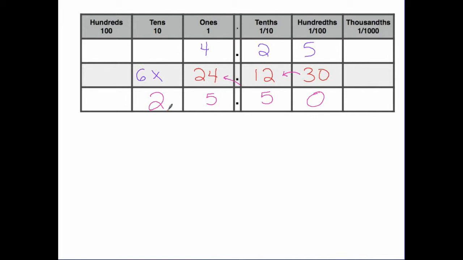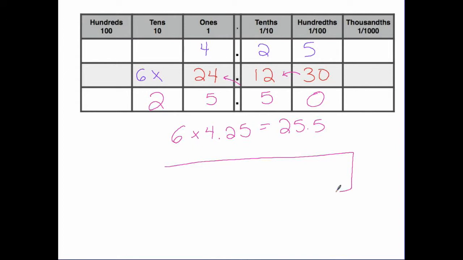So 6 times 4 and 25 hundredths equals 25 and 5 tenths. Do I have the same answer if I did it the way they wanted us to? So instead of having to draw a place value chart all the time on your paper, you could do it this way.